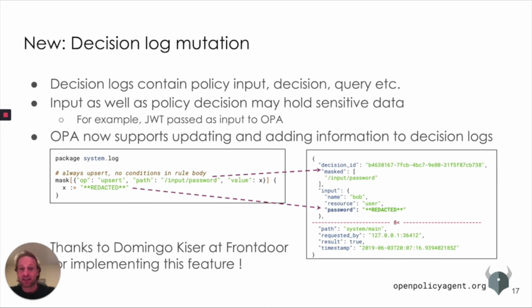And so that's kind of what you see here. This is similar in spirit to the Kubernetes mutation policies, where what you're doing here is writing a policy that describes basically a JSON patch. In this case, it's saying, here's a path, and I want to set the value of that path to this variable X. Now, one thing to keep in mind is that when OPA makes these changes to a decision log entry, it does actually record what it made changes to. And so, therefore, there's no way to change the log without someone being aware that it was changed. Thanks to Domingo Kaiser at Front Door for contributing this feature.